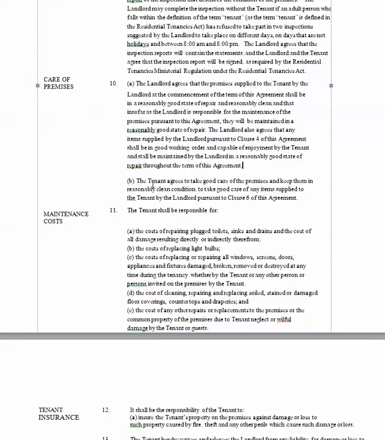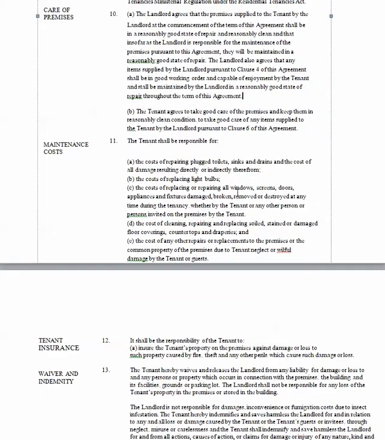The tenant agrees to take good care of the premises and keep them in a reasonable, clean condition. Take good care of any items supplied to the tenant and the landlord pursuant to clause number 6, or a clause above, let's just say. The tenant shall be responsible for the cost of repairing plugged toilets, sinks, and drains, and the cost of all damage resulting directly or indirectly therefrom. The cost of replacing light bulbs, the cost of replacing or repairing all windows, screens, and doors, appliances, and fixtures damaged, broken, removed, or destroyed at any time during the tenancy, whether by the tenant or by any other person or persons invited to the premises by the tenant.